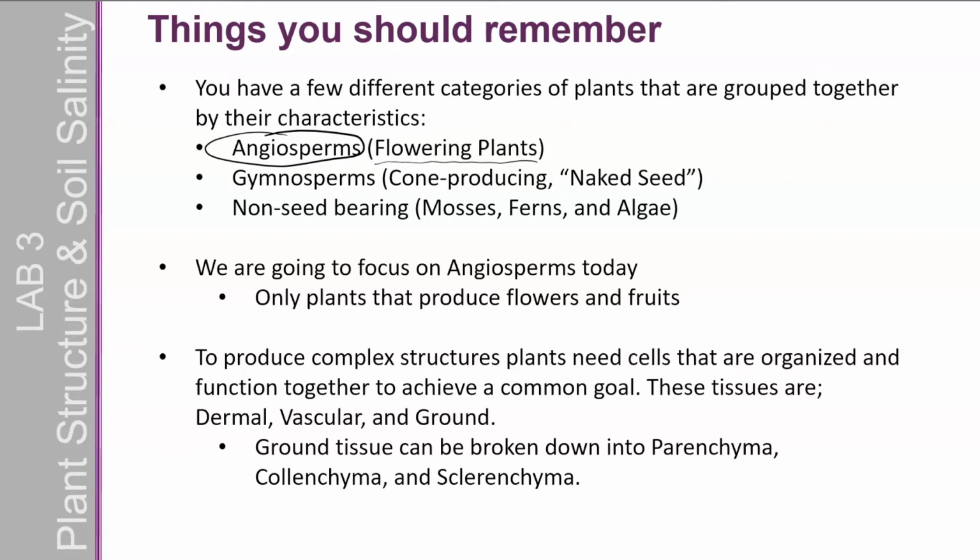to produce complex structures, plants need cells that are organized to function together for a common goal. In animals, humans, we call these tissues. They're the same in plants. So in plants you have dermal, vascular, and ground tissues. And ground tissues can then be subdivided into parenchyma, collenchyma, and sclerenchyma cell types. So, what does all this mean?